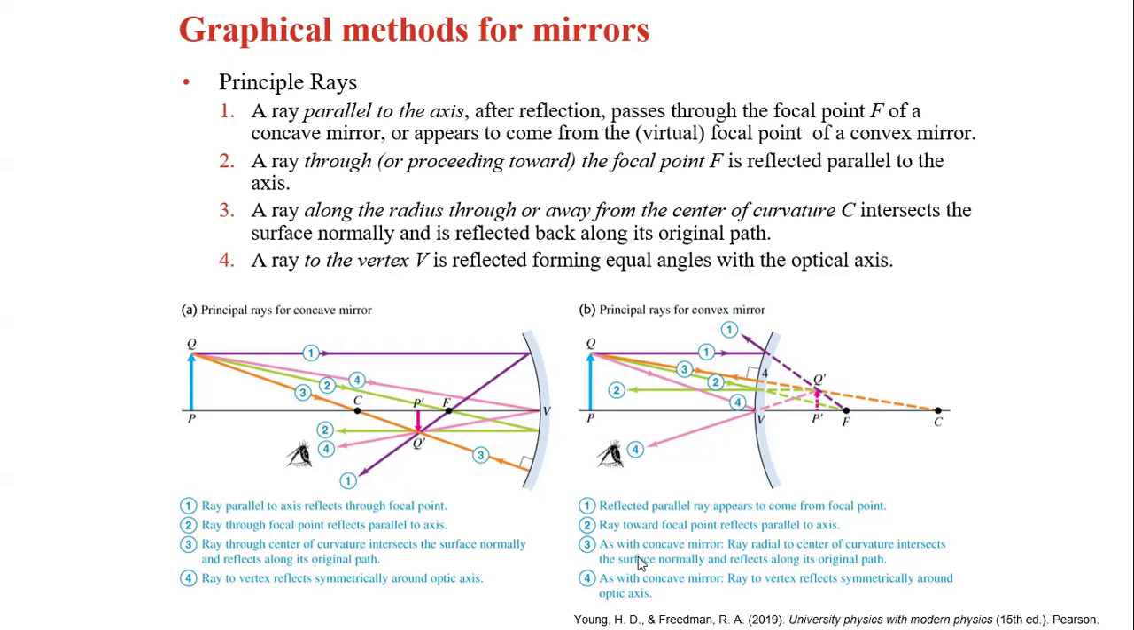Number 3, as with the concave mirror, is a ray radial to the center of curvature. It intersects the surface normally and reflects along its original path. And the number 4 ray hits the vertex and reflects symmetrically around the optic axis.